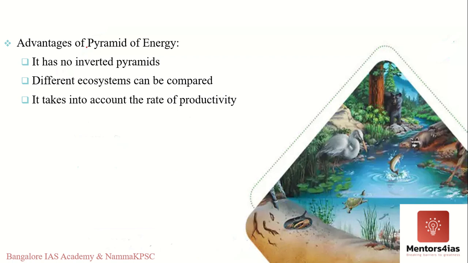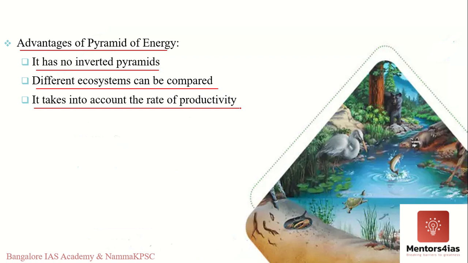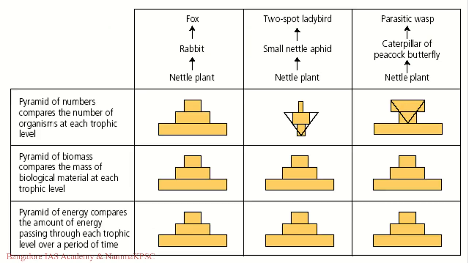Okay, so I did tell you that the pyramid of energy is more advantageous when compared to the other two pyramids. The reason being that there are no inverted pyramids. Neither the shape nor the orientation of the pyramid changes. Different ecosystems can be easily compared because it does not change in shape, neither does it change in orientation. Also it takes into account the rate of productivity. Therefore the pyramid of energy is the best option to study an ecosystem and the interaction of organisms within that. You can just pause this video over here and use this image to compare the different types of pyramids that you may have.